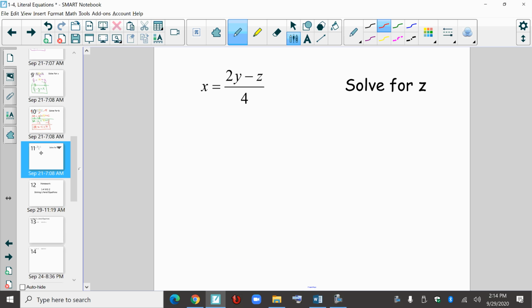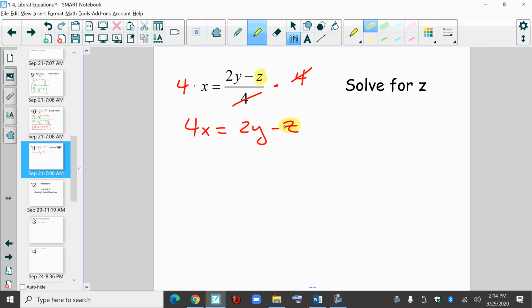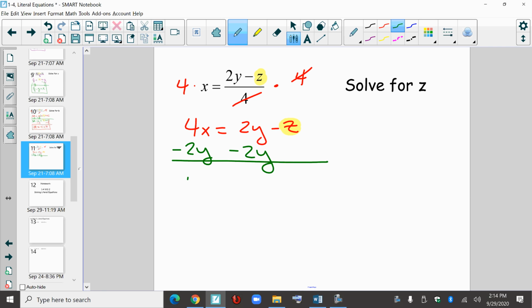Okay, what about this one? I'm solving for Z. So again, remember I said we have the numerator problem, the denominator problem, and then the other side. So I have to first get rid of that 4. That 4 is attached by division, so to get rid of it, we multiply both sides by 4. So 4x is equal to 2y minus z, and the 4's cancel out there. I'm solving for z, so that means I need to get rid of the 2y. So I'm going to subtract 2y from both sides. So 4x minus 2y is equal to negative z.